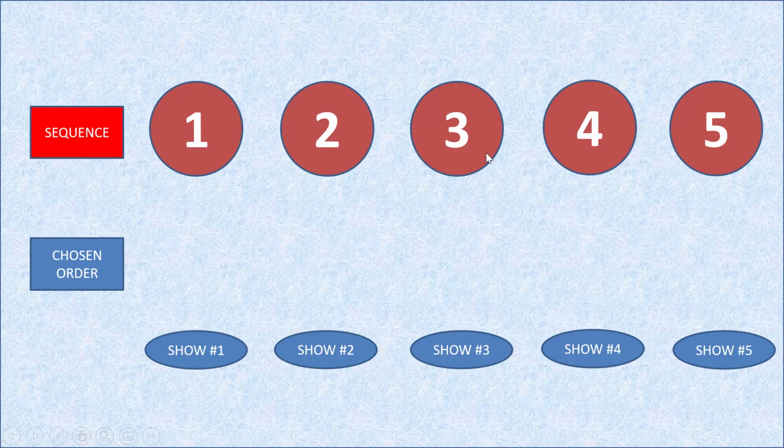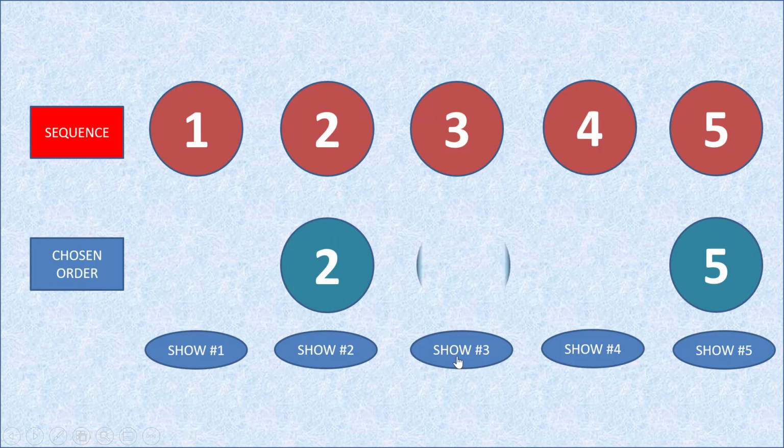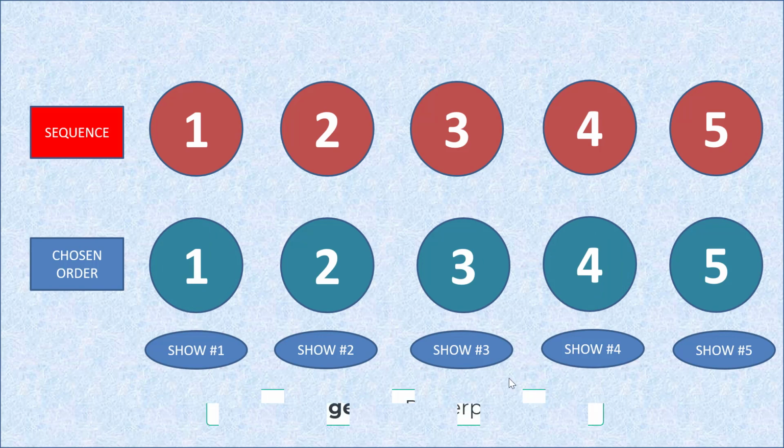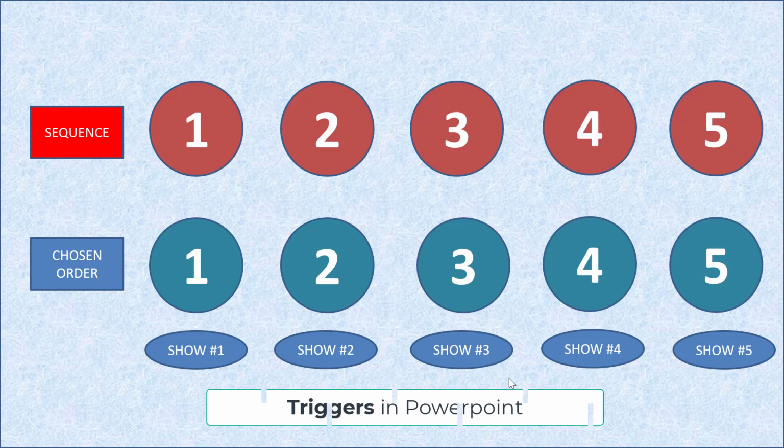However, sometimes I want to respond to the needs of the students, and so I might have different things I want to bring up, and I want to choose the order right then on the spot. And so I might choose to show number two first, number five first, number three, number one, and number four in the order in which I suddenly decide I want to do it. This is what I'm going to show you to do because this wouldn't be possible without the use of triggers.